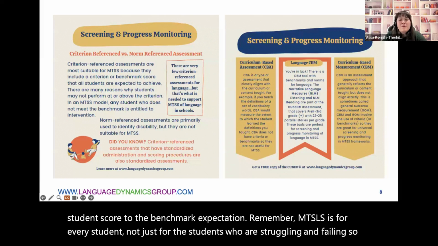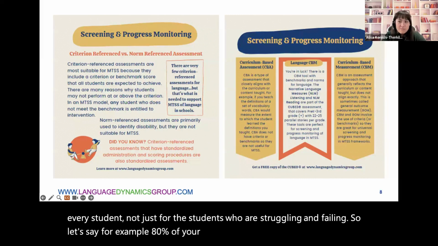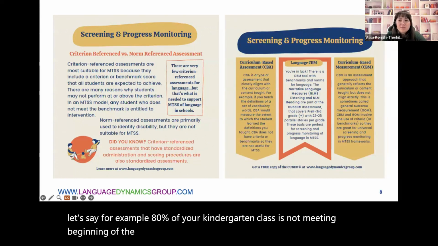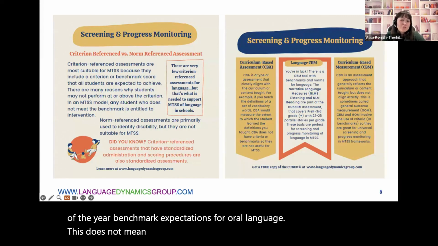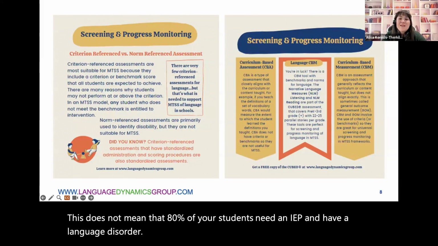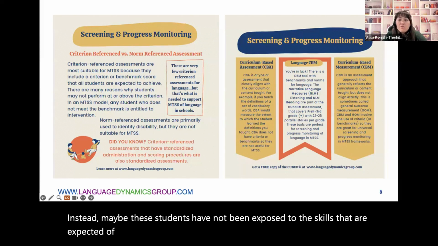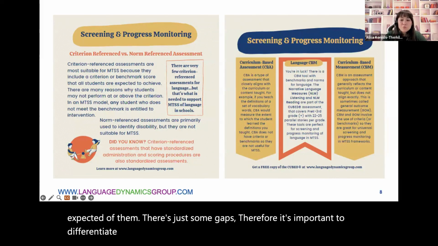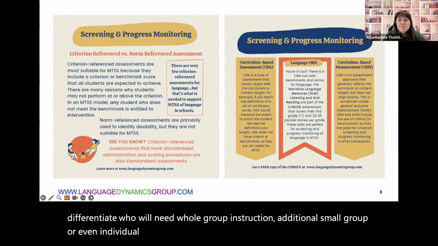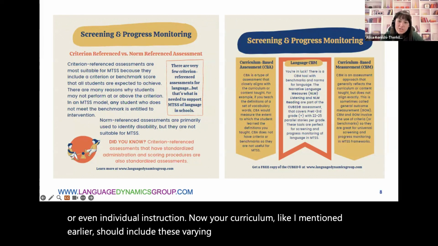So let's say, for example, 80% of your kindergarten class is not meeting beginning of the year benchmark expectations for oral language. This does not mean that 80% of your students need an IEP and have a language disorder. Instead, maybe these students have not been exposed to the skills that are expected of them. There's just some gaps. Therefore, it's important to differentiate who will need whole group instruction, additional small group, or even individual instruction. Now, your curriculum, like I mentioned earlier, should include these varying levels of differentiation.